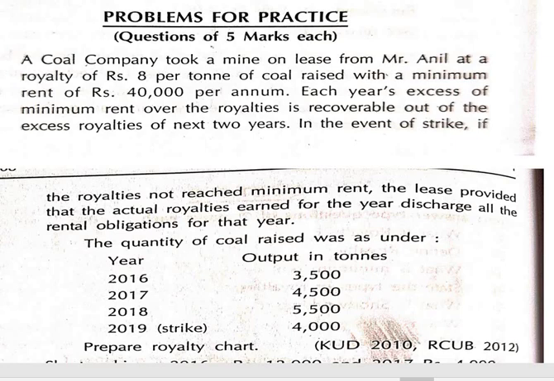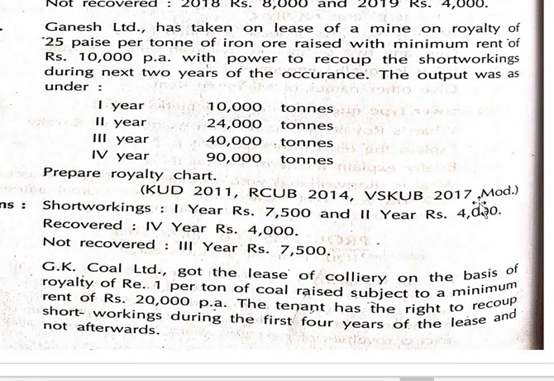Next, after that, they have given additional information. Just note that. The royalty has not reached the minimum rent. The lease provided that the actual royalty earned for the year discharges all the rental obligation for the year. So for the years 16, 17, 18, 19, they have given different years, and the output is 3,500, 4,500, 5,500 and 4,000. But there is a strike given here. So don't worry about it. You should not work out this problem. I will work it out in the next class. So you have to work out problem number 2.